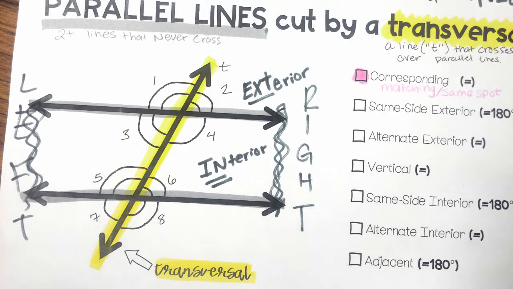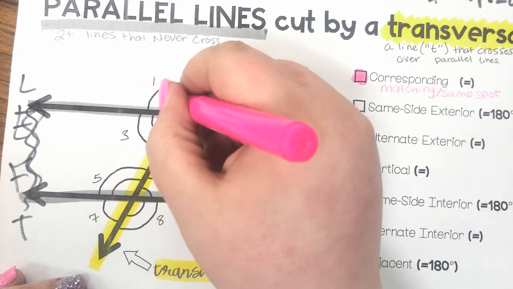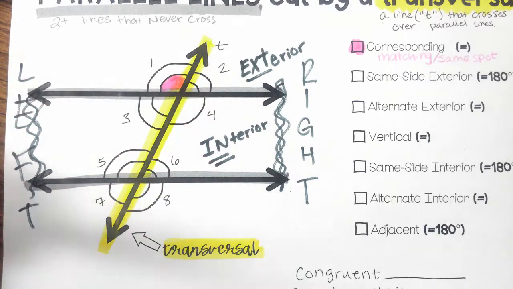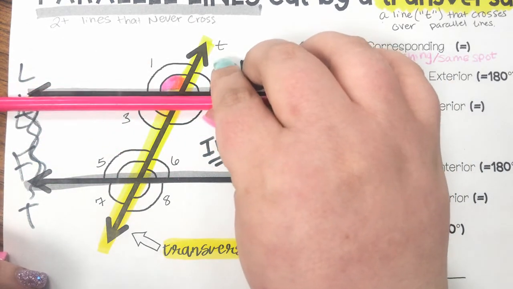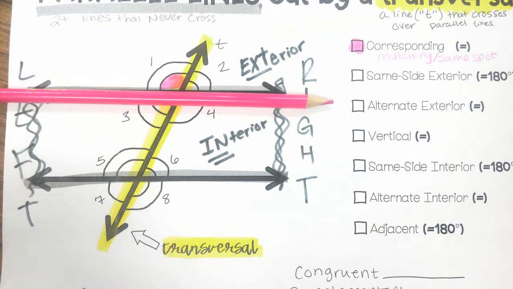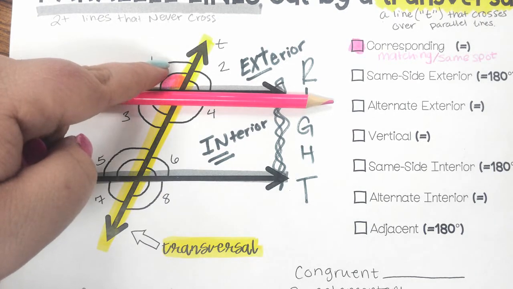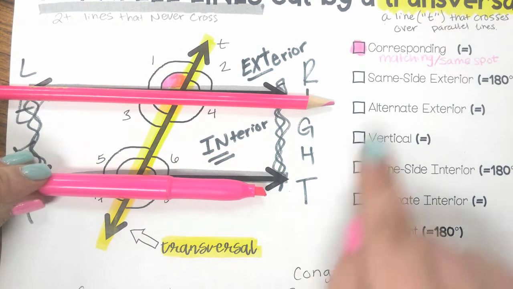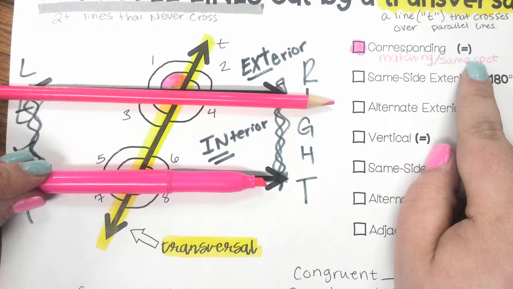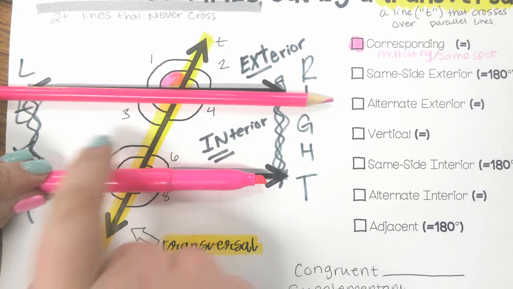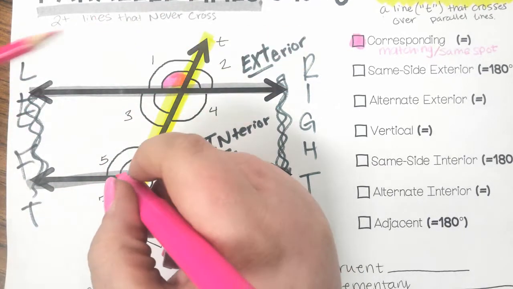So let's just start out with angle number 1. I'll color in angle number 1. Angle number 1 is from the top line, right? And angle number 1 is outside of the box. Number 1 is on top of the parallel line and on the left side of the transversal. So when I look down at the other parallel line, I want the angle that is in the matching or same spot. On top of the parallel line and on the left side of the transversal is angle 5.